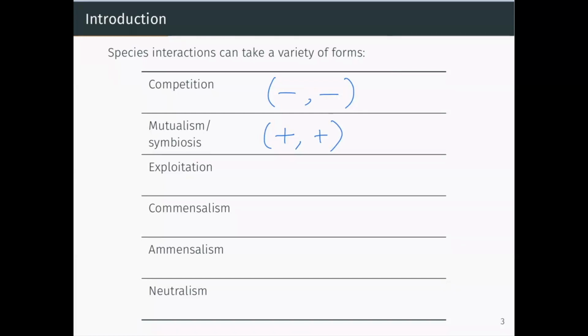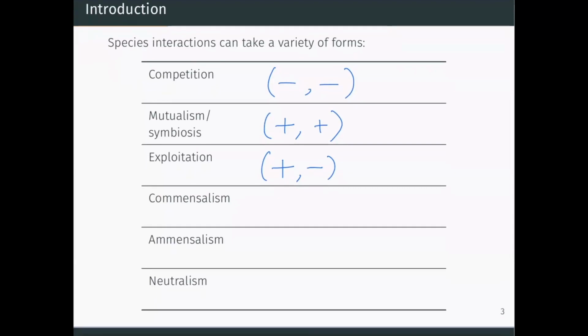Another common species interaction that's seen in nature is exploitation. This is where one species, the exploiter, has a positive impact on its growth rate due to interactions with a victim, which experiences a negative impact on its growth rate. So this could be, say, predator-prey interactions. It could be a host and a pathogen or parasite. Lots of different examples of asymmetric exploitation.